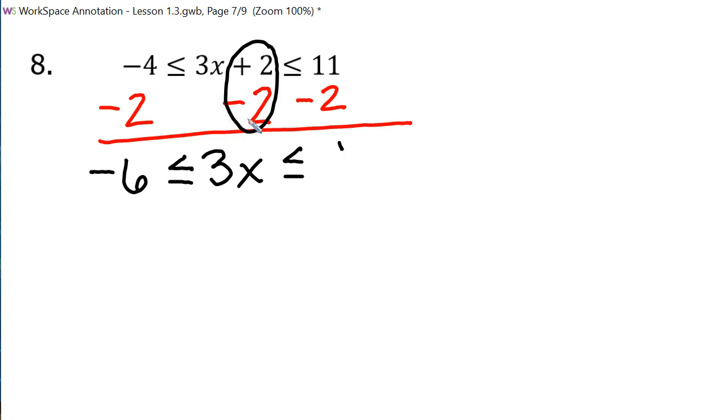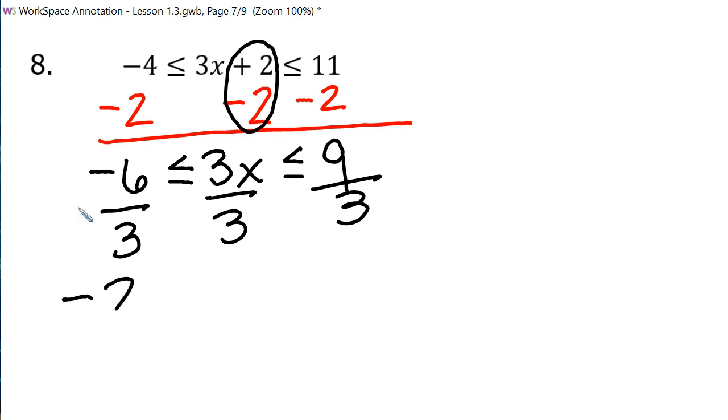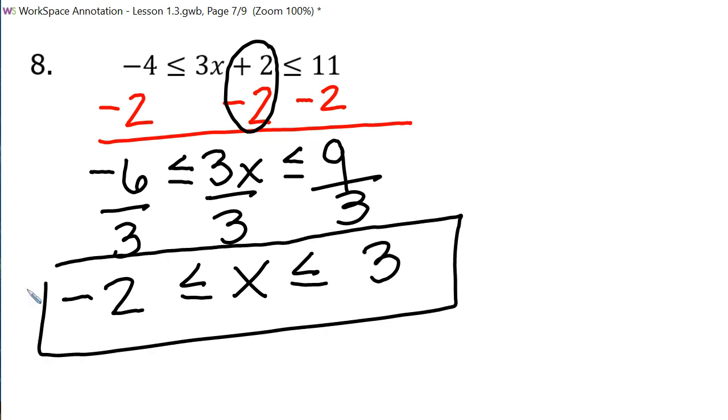Now how do I get rid of that 3? Divide by 3, so whatever you do to the middle, you'll have to do to the left, you'll have to do to the right. So what's negative 6 divided by 3? Negative 2. And 9 divided by 3? 3. And when I graph it on the number line, I need to drop it down 1. So I need to start it at negative 3. And bump it up 1, so we need to stop at 4.